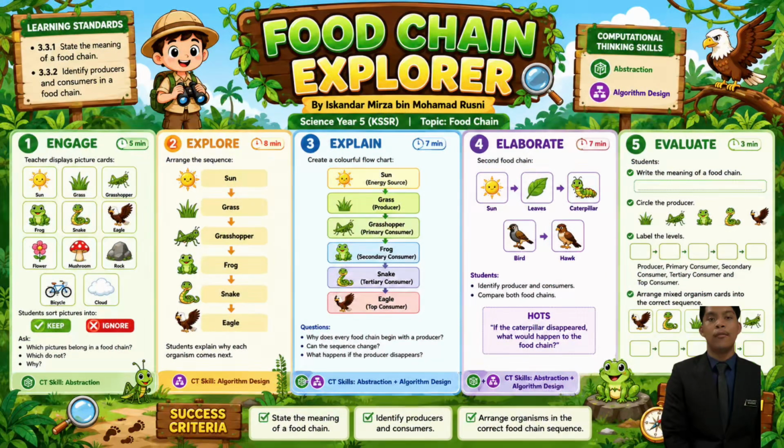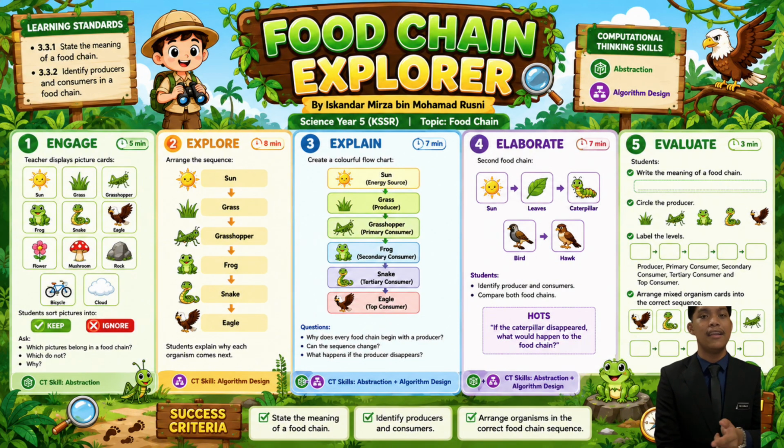Thank you. So we will move to my next unplugged project, which is the Graphic Organizer. This graphic organizer is entitled Food Chain Detective. It was developed for Year 5 Science KSSR under the topic Food Chain. Similar to my previous project, this product is designed based on the Dokumen Standard Kurikulum dan Pentaksiran, DSKP Year 5, specifically Learning Standard 3.3.1, which requires pupils to state the meaning of a food chain, and Learning Standard 3.3.2, which requires students to identify producers and consumers in a food chain.